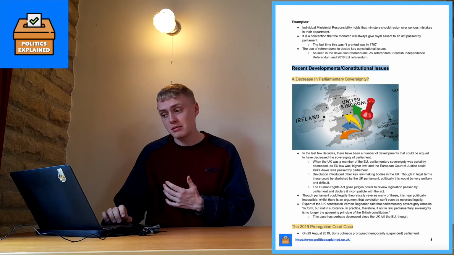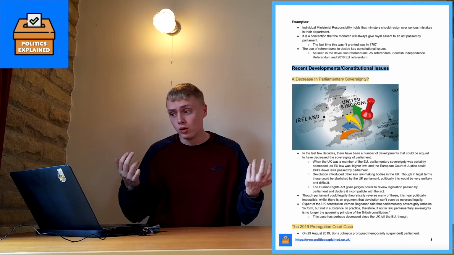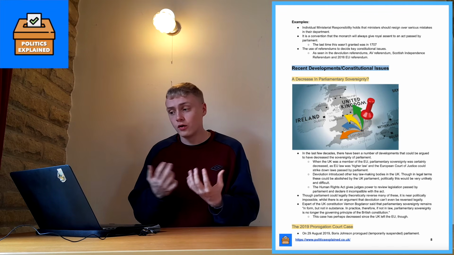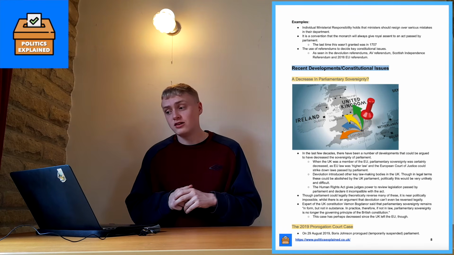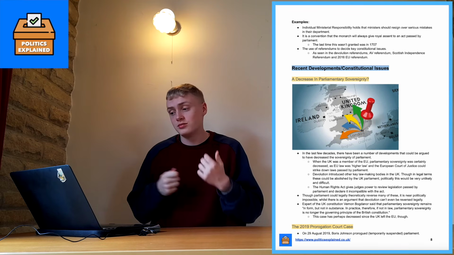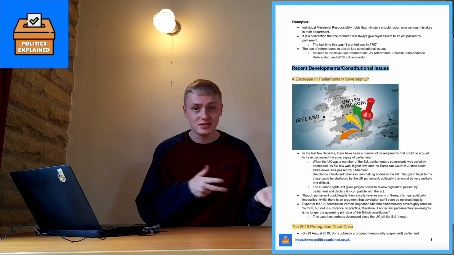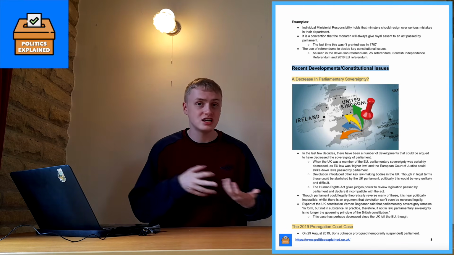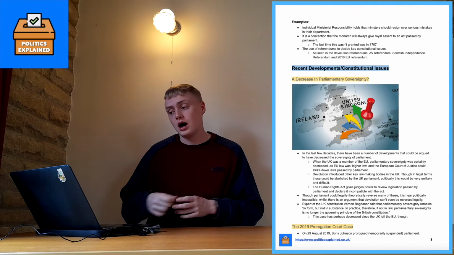When the UK was a member of the EU, parliamentary sovereignty was certainly decreased as EU law was higher law, and the European Court of Justice could strike down laws passed by Parliament. Devolution introduced other key lawmaking bodies in the UK, and though in legal terms they could be abolished by the UK Parliament, politically this would be very unlikely and difficult, and therefore it can be seen as moving away from that centralisation of power in the UK Parliament.